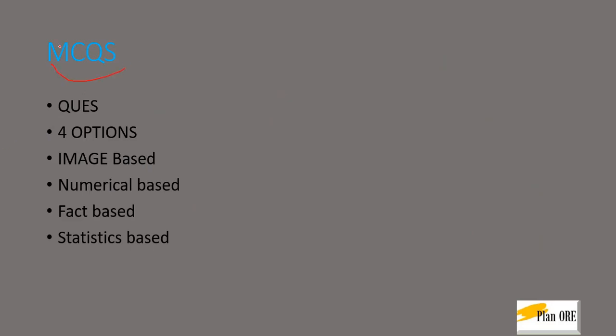The first type of questions is the MCQs, which is a question and it has 4 options and you need to mark the correct answer. Now these questions can either be in the form of an image, or it can be a numerical where you need to solve it using a formula, or it can be a direct fact-based question right out from the book, or a statistic-oriented question.